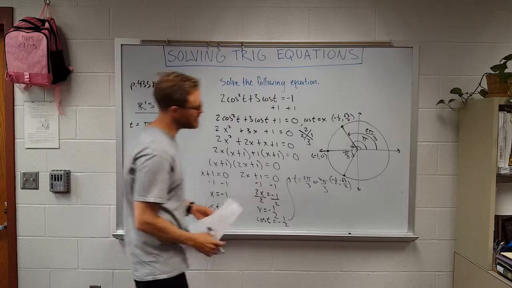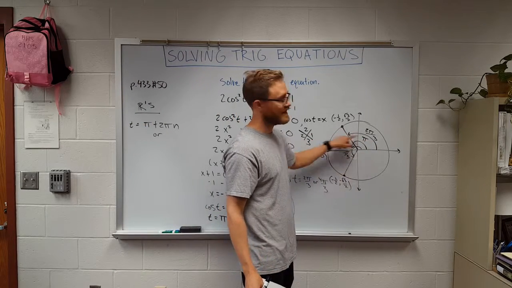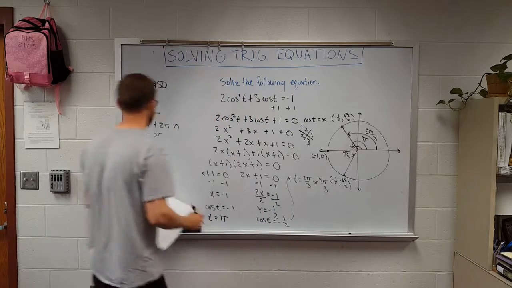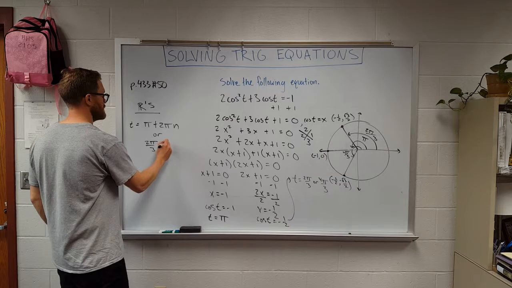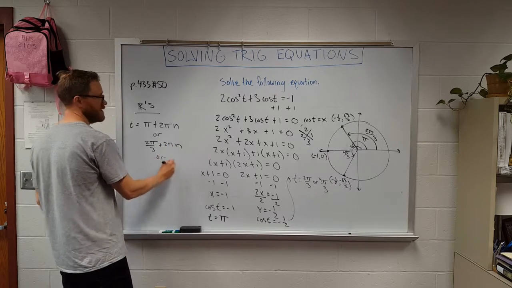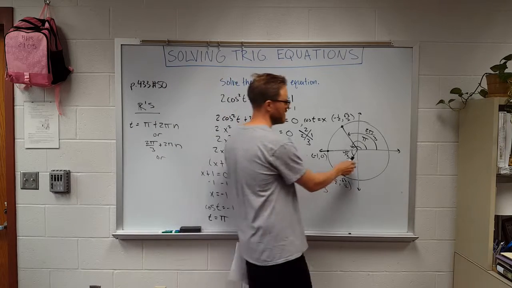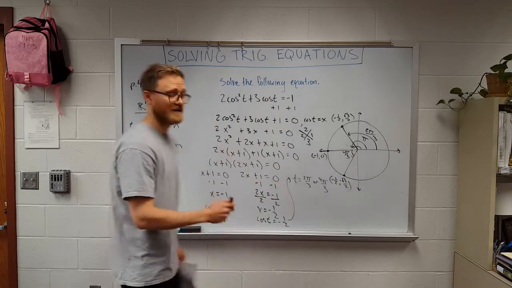Or if we start with 2 pi over 3, we actually have to rotate around 2 pi for that one too. So we're going to have 2 pi over 3 plus 2 pi n. Remember, n is an integer. And then the last one, 4 pi over 3, you've got to go all the way around to get another solution.